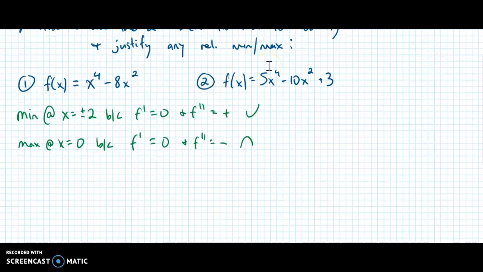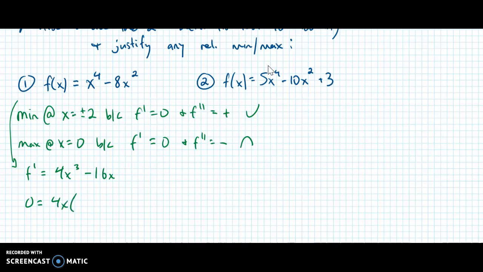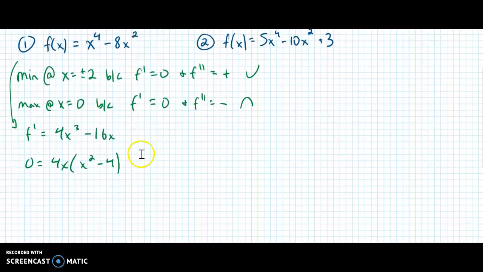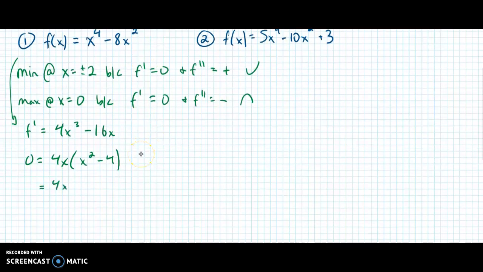So let's see, what do we do to get to this statement? The first thing we do is we find f prime. F prime is 4x cubed minus 16x. Then I set that equal to 0. Remember, I'm looking for critical values. That's when the derivative is 0 or undefined. So I can factor a 4x out, and then I open my parentheses, and I get an x squared minus 4. And then that x squared minus 4, I get 4x, and then x plus 2, x minus 2, right?